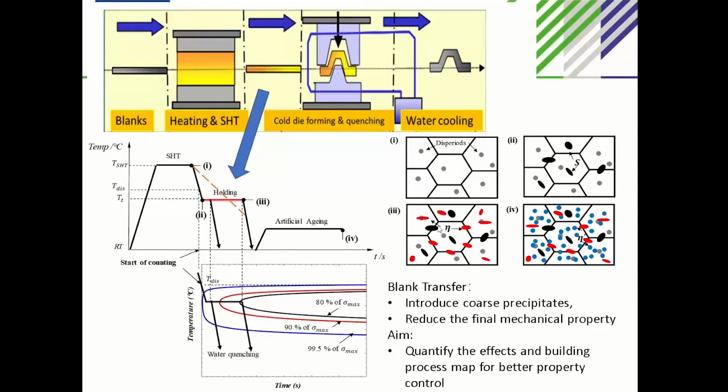So what happens is big coarse precipitates will be formed, and for the 7 series we call them eta precipitates, and these precipitates will occupy the elements. So after aging, it will reduce the final mechanical properties of the part. So understanding this mechanism, our aim is to quantify this effect and try to build the processing map for better property control of the final components.